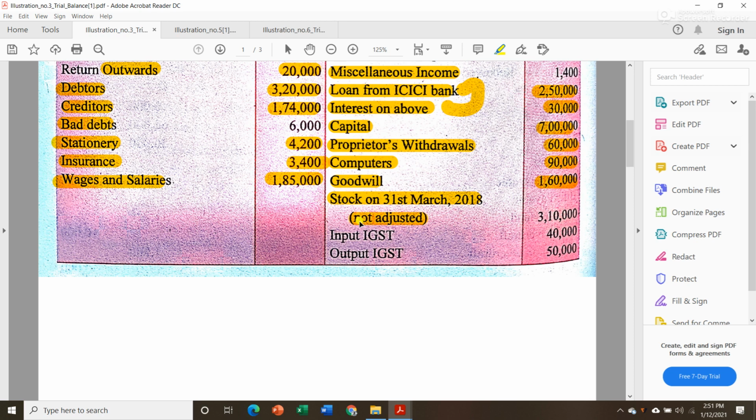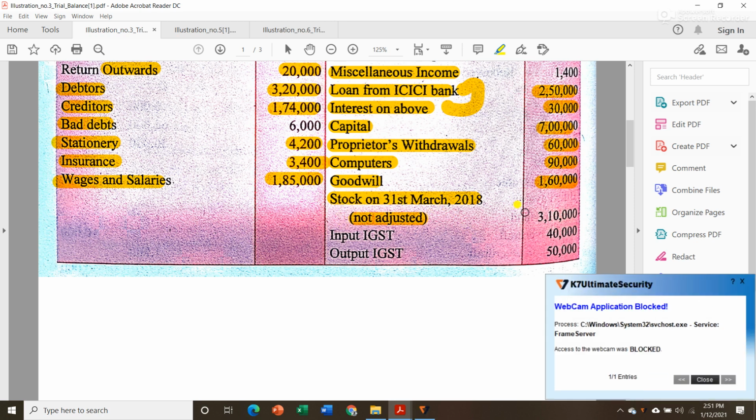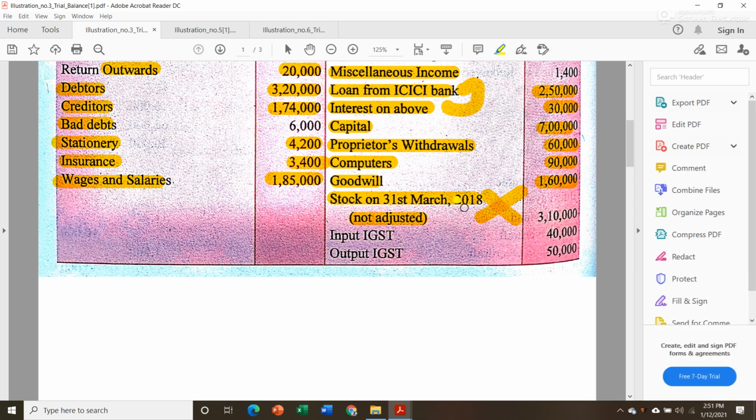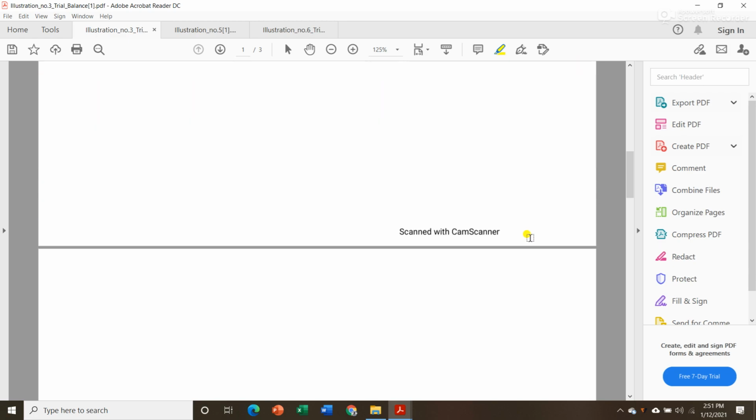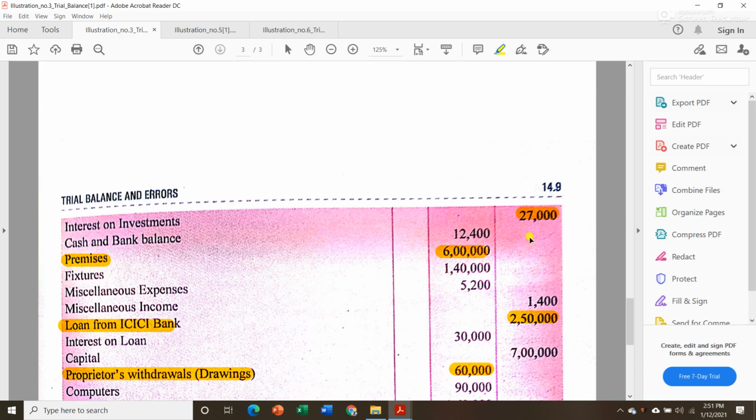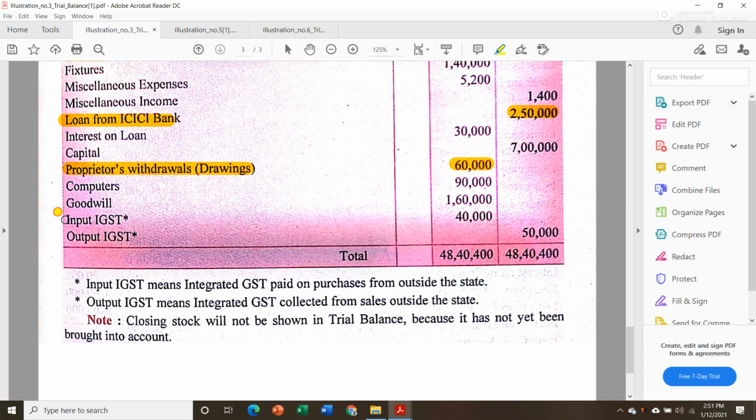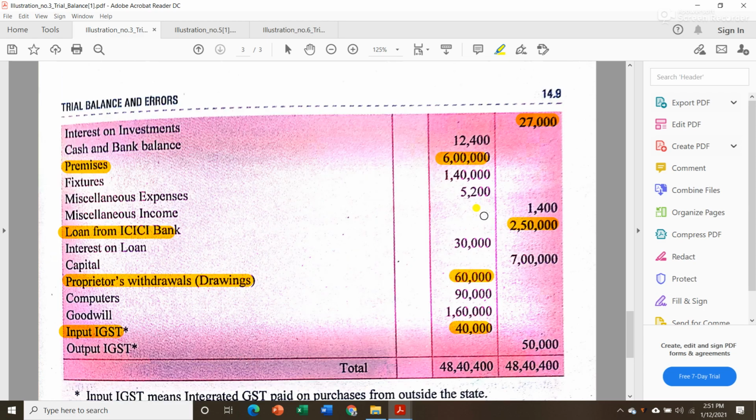And in the bracket they have mentioned not adjusted. Whenever you see in any question that they say that closing stock is not adjusted, that means you don't have to write it in your trial balance, you just have to skip this closing stock. Okay, now input IGST. What is input IGST? Whenever we purchase goods, we pay input IGST, so it is our expenses. So this 40,000 will be recorded on the debit side since it is our expenses. Okay, input IGST will be recorded on the debit side.